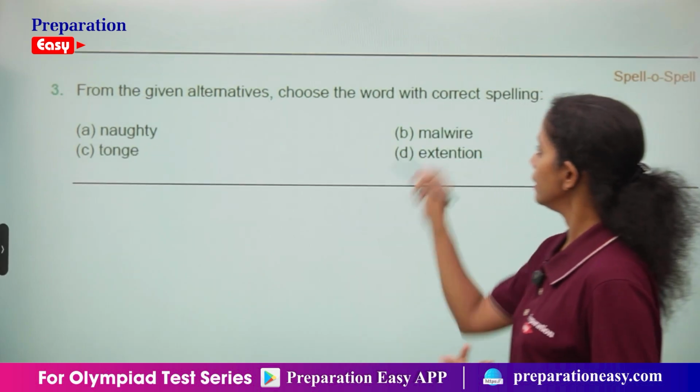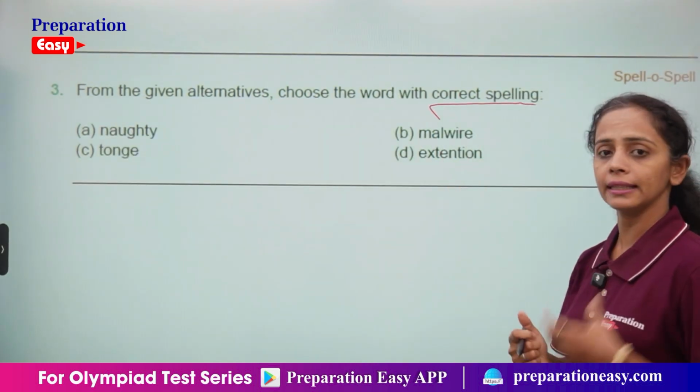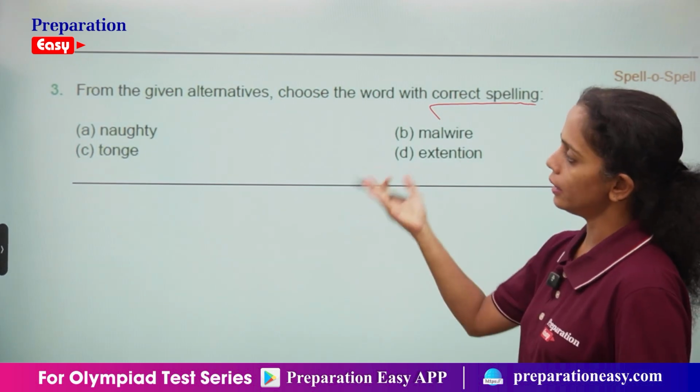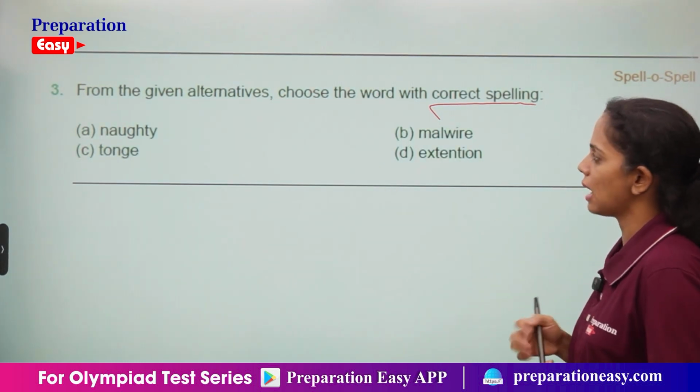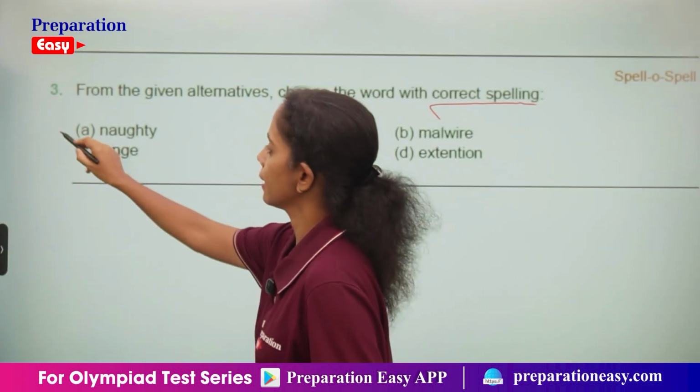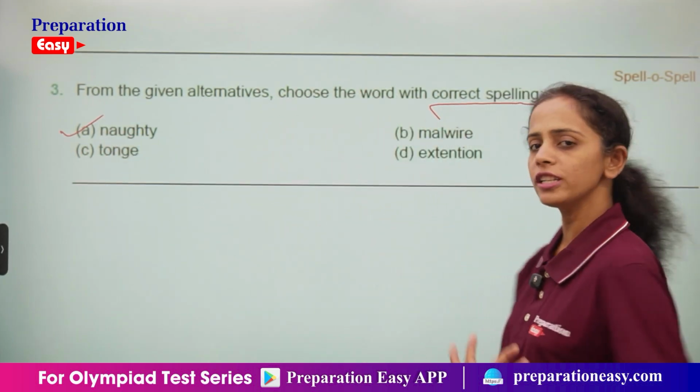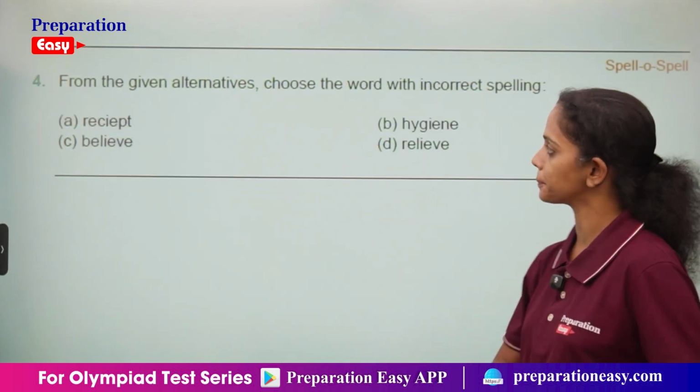Next, the keyword is correct spelling. Again, correct spelling. Naughty, tongy, extension, malware, nothing like that. The correct spelling is naughty. Naughty means mischievous, who doesn't listen.